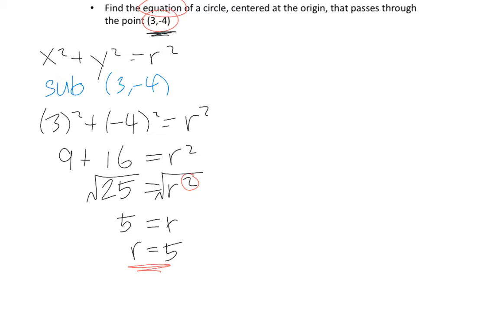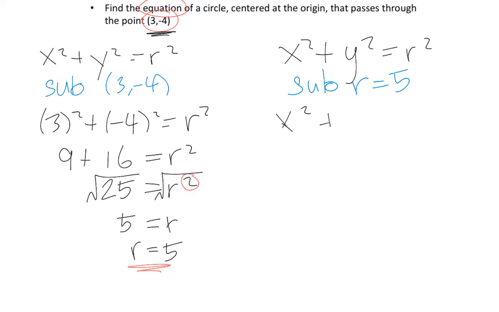Now that we have the radius of our circle, we can finally write the equation of our circle. So again, let's start with the general equation of a circle, which is x squared plus y squared equals r squared. We know what the radius is, so let's substitute that in. I'm going to write r is equal to 5. I'm going to put that 5 in brackets. So 5 squared.